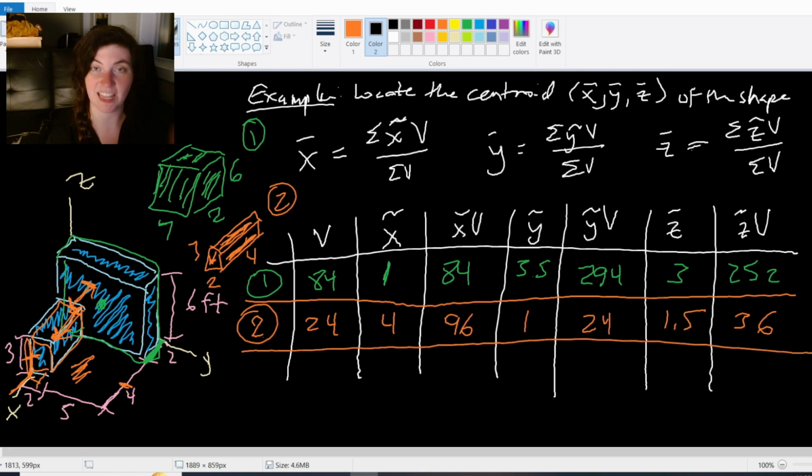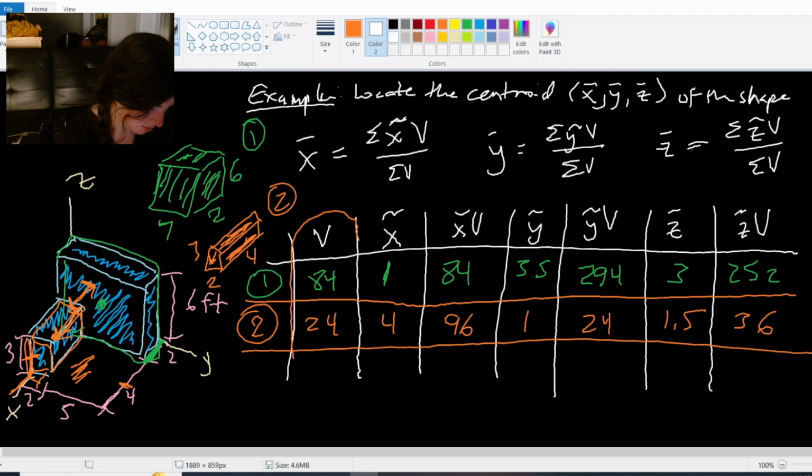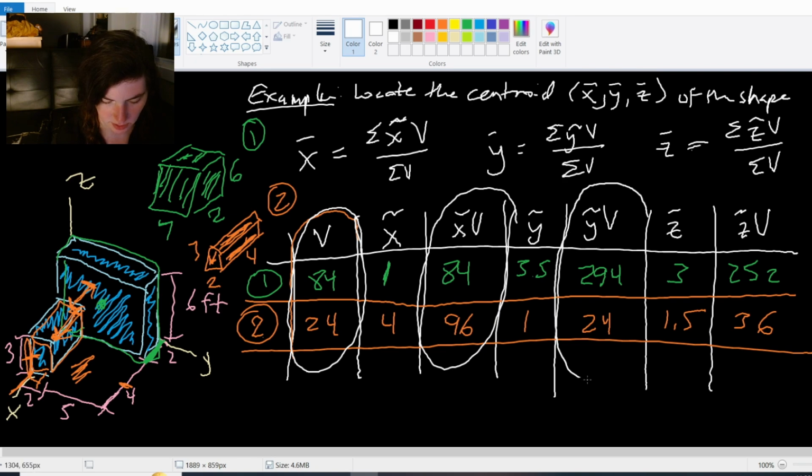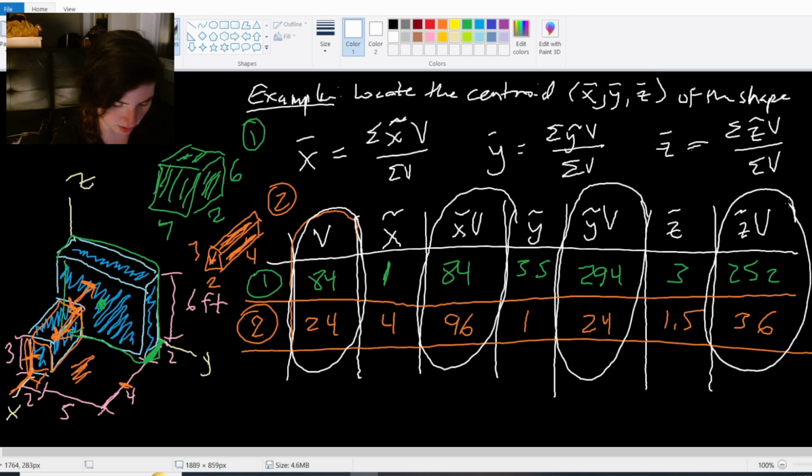Boom. That's it. My only 2 shapes. So now I just need to plug and chug. I mean, add them down the columns, plug them into my centroid equations. So again, the guys that I care about are my volumes, and then my volumes times each component.